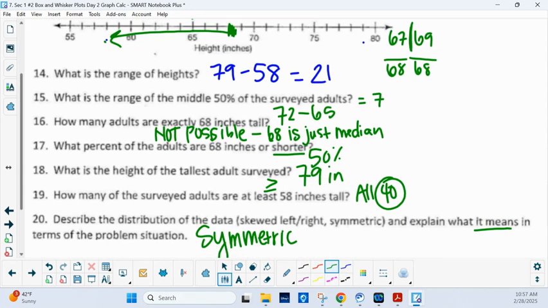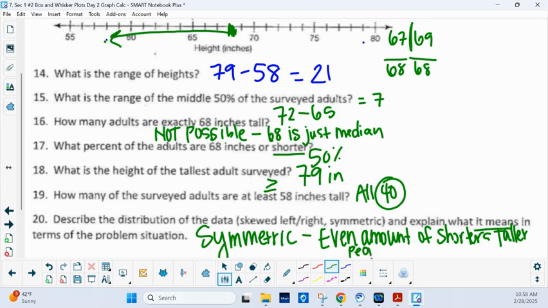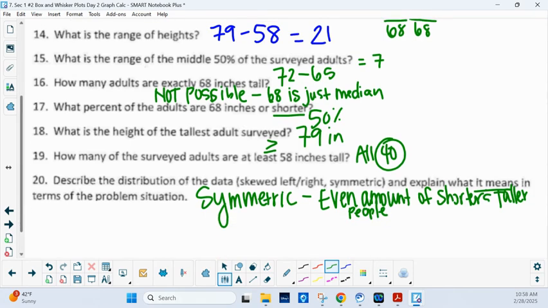Yeah, if you're symmetric, you're pretty much mirroring on both sides. So you can just say something as simple as there's an even amount of shorter and taller people because it's symmetric. So we're going to be pretty even on both sides of that median. There should be a fairly even amount of shorter people and a fairly even amount of taller people because it's going to be symmetric. Okay, the rest of the time is yours to finish.